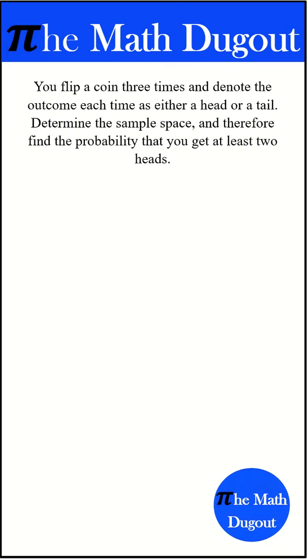So here we're going to flip a coin 3 times, and each time we flip it, we're going to note whether we get a head or a tail. And first of all, we need to determine what we call the sample space. So the sample space is the list of all different possible outcomes.